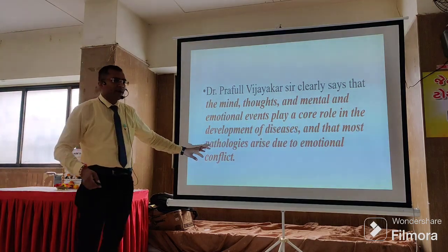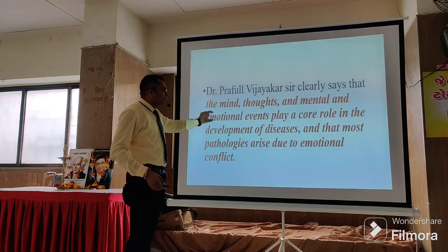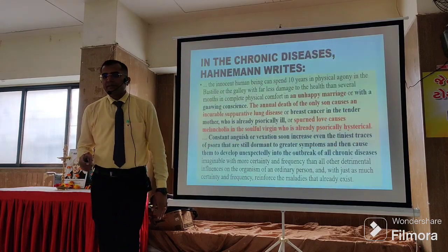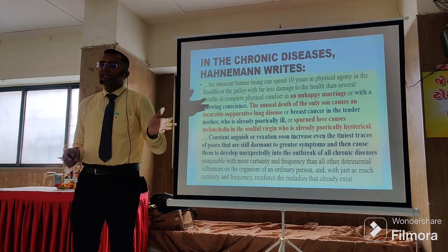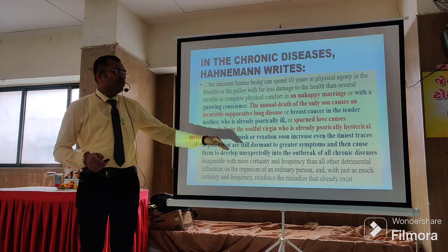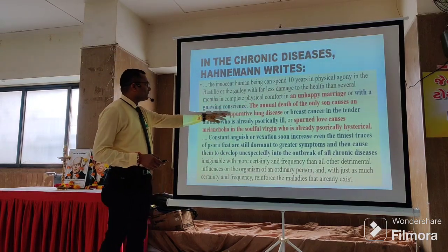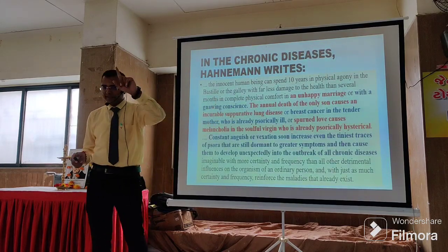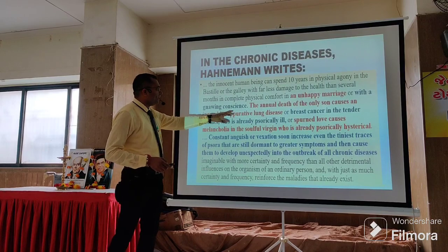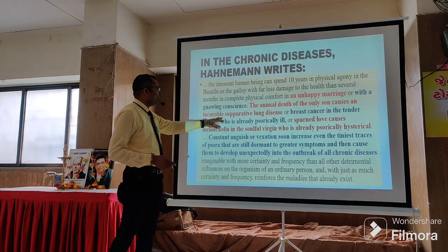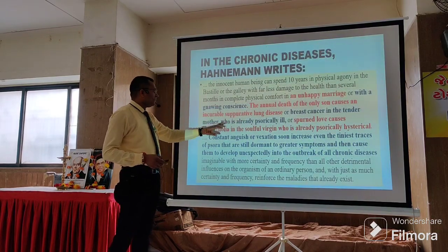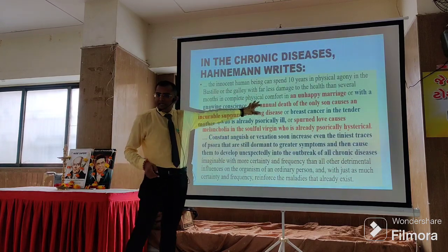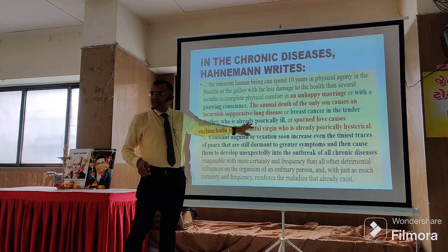So imagination happening at the mental faculty plays a role in the development of the disease. Clear? The same thing is written in the Chronic Diseases in a different version: an unhappy marriage can give rise to certain things, but knowing conscience means the guilt. The annual death of an only son can cause an incurable suppurative lung disease or breast cancer in the tender mother who is already chronically ill. So if the child is dead, she develops breast cancer.